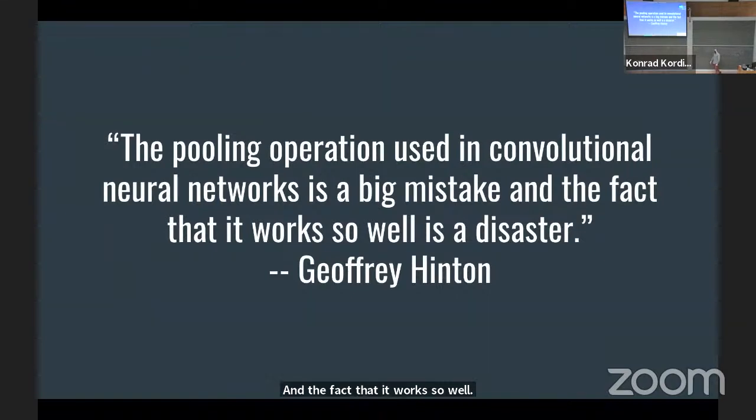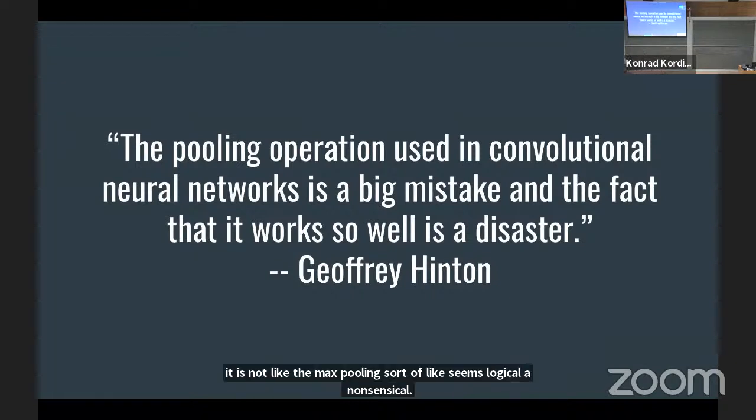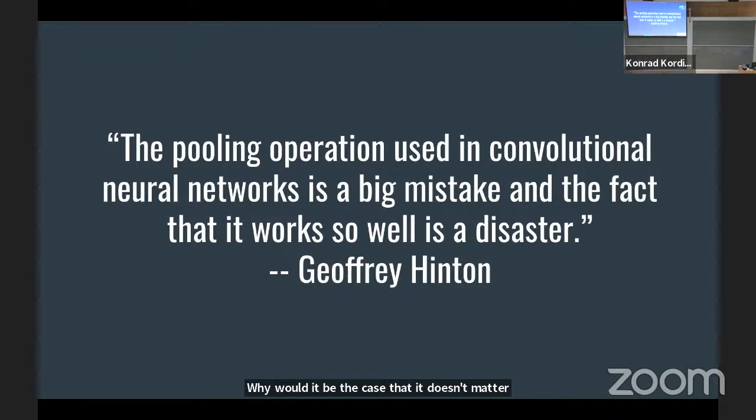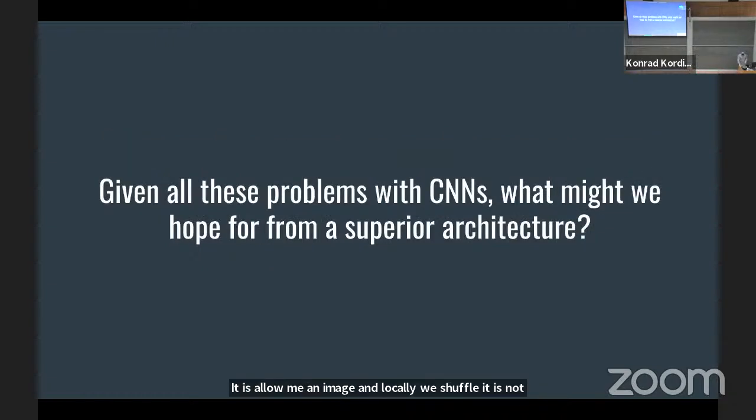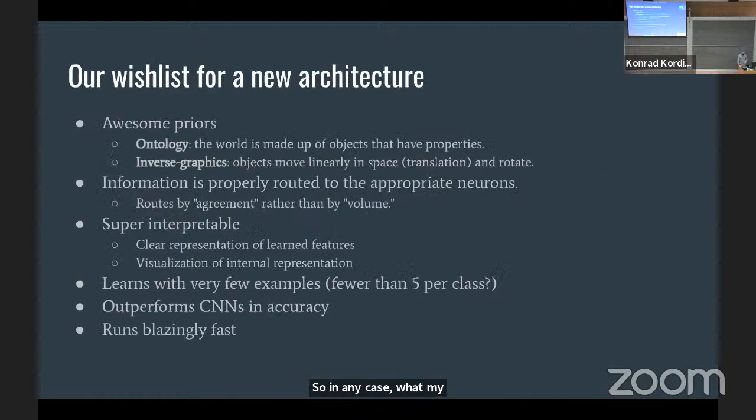Max pooling seems logically nonsensical. Why would it be the case that it doesn't matter where two features are? No, it's not true. If you take an image and locally reshuffle it, it's not going to look like anything at all. So in any case, what might be a superior architecture?